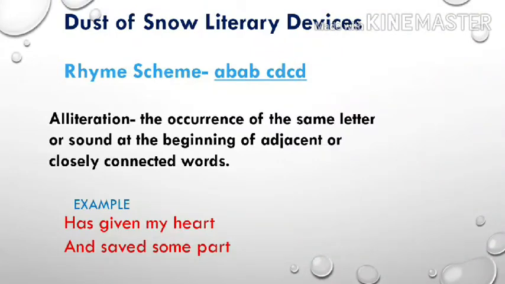The rhyme scheme of this poem is AB AB, CD CD, and a literary device used in this poem is alliteration. Alliteration is the occurrence of the same letter or sound at the beginning of adjacent or closely connected words. Example, has given my heart and saved some part. So in has given my heart, there is a sound H, and in saved some part, you can see the letter S is repeated.